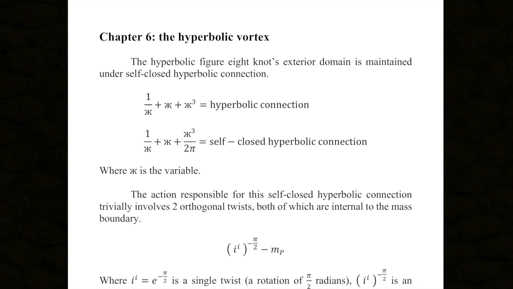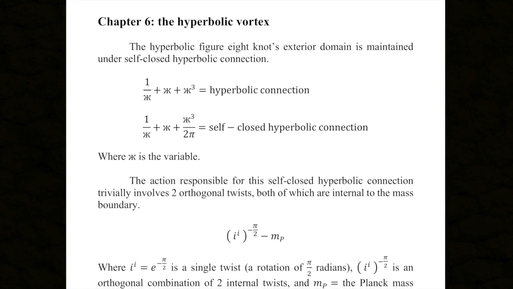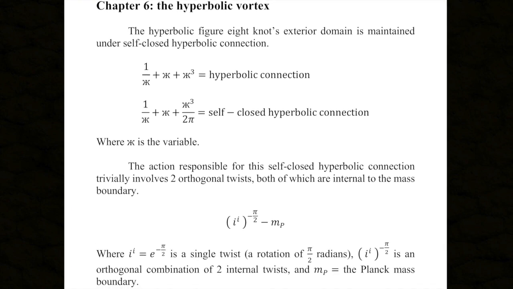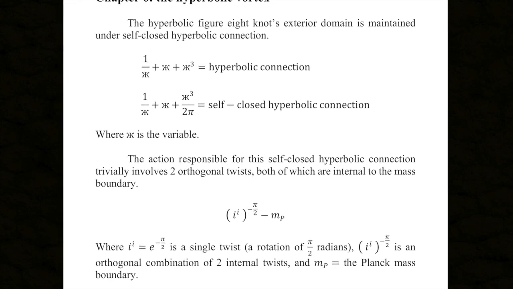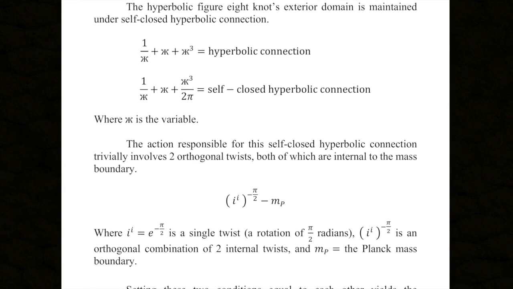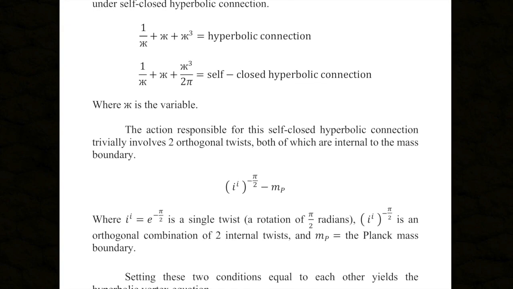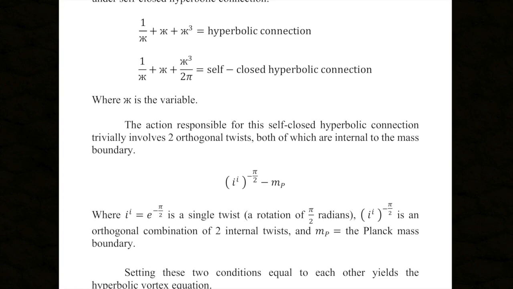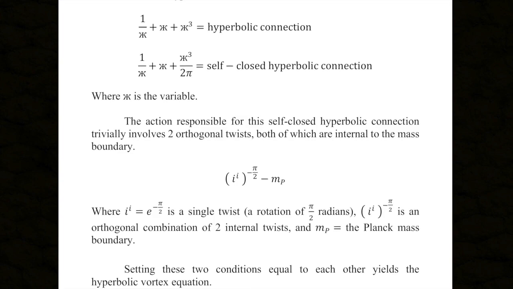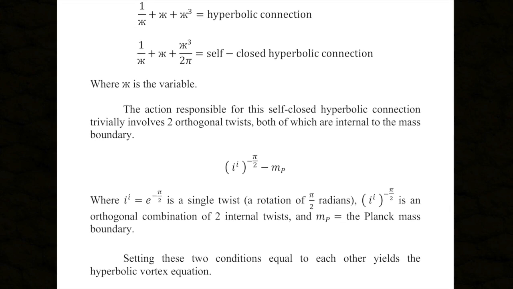The action responsible for this self-closed hyperbolic connection trivially involves 2 orthogonal twists. It's the simplest thing we can say about it, geometrically. Both of which are internal to what? The mass boundary. We can use i to the i as a single twist, a rotation of pi over 2 radians. But i to the i is the same thing as e to the negative pi over 2. So if you think of it in e form, it's e rotated negative pi over 2. This is the same thing as i to the i.